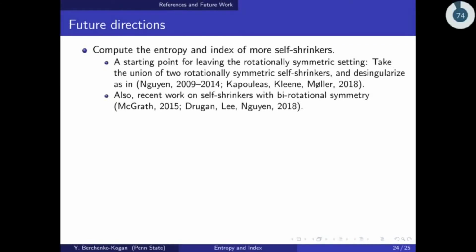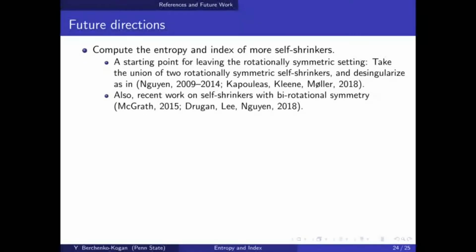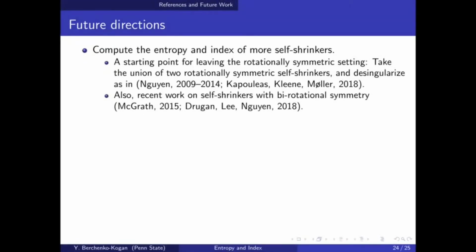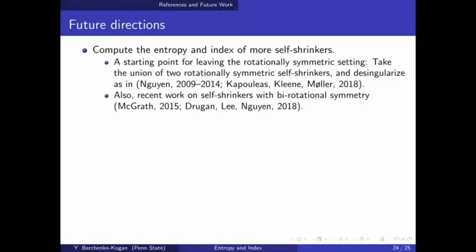There's also been work on self-shrinkers with birotational symmetry. So this is another setting where you can reduce to a one-dimensional case, again making things easier, but there's a wider variety of examples there to try to compute entropy and index for.